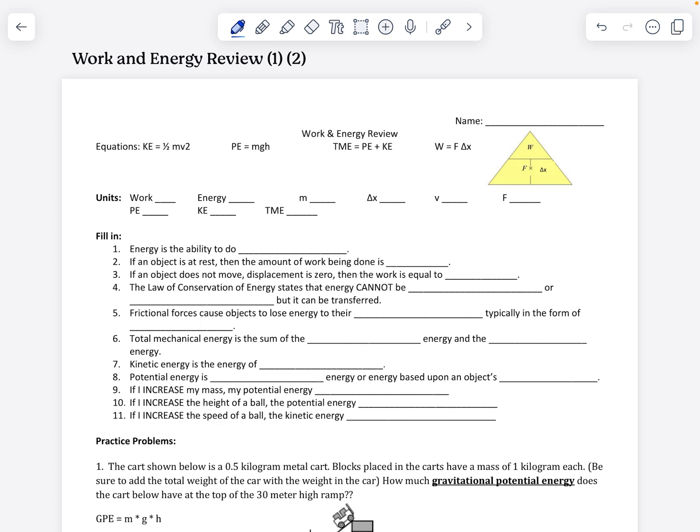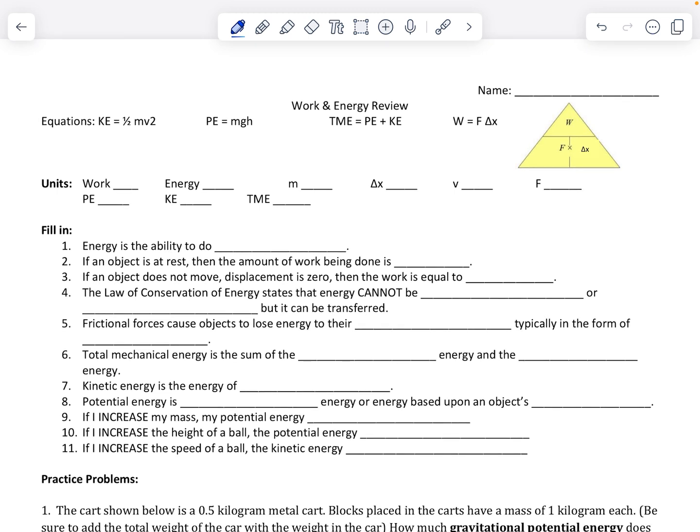Okay, review guide for work and energy. First one is units, the different units we've used. For both work and energy, we are using joules. So that includes potential energy, kinetic energy, and total mechanical energy. For mass, we used kilograms. Delta X is displacement, and so it's a distance, and we used meters. V is velocity, meters per second. And F is force, and that was another new one, newtons.